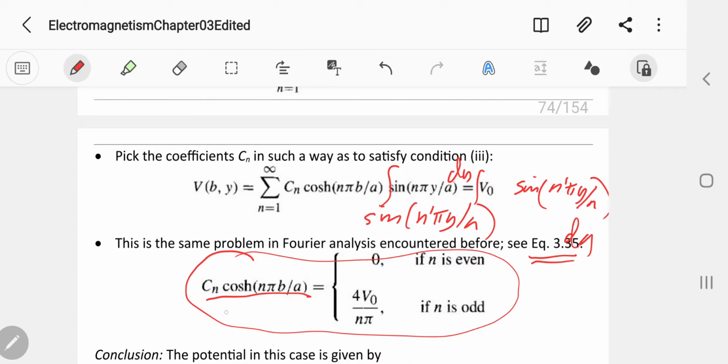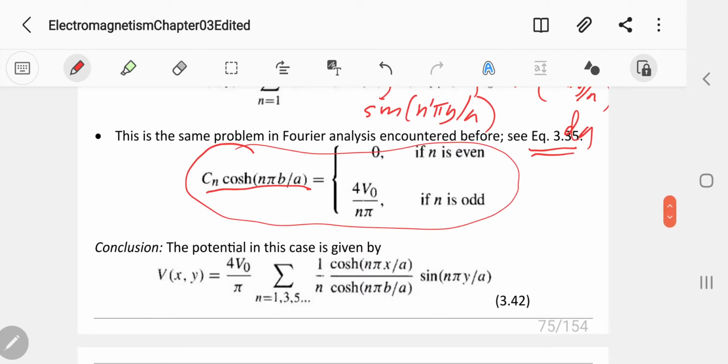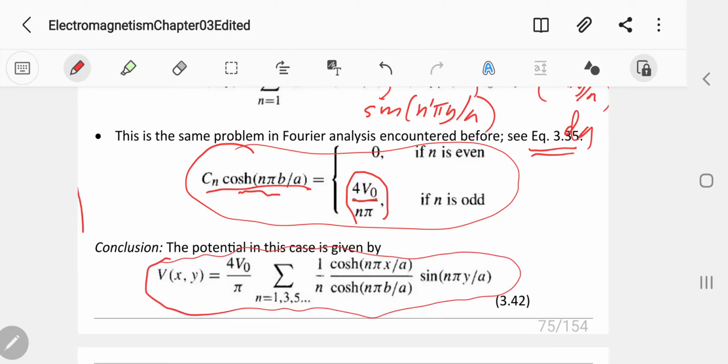So we can now find Cn, and Cn would just be equal to 4 V0 over n pi divided by cosine hyperbolic of n pi b over a. So that's the solution. Finally you will have a potential that is of this form. So that is the solution for that.